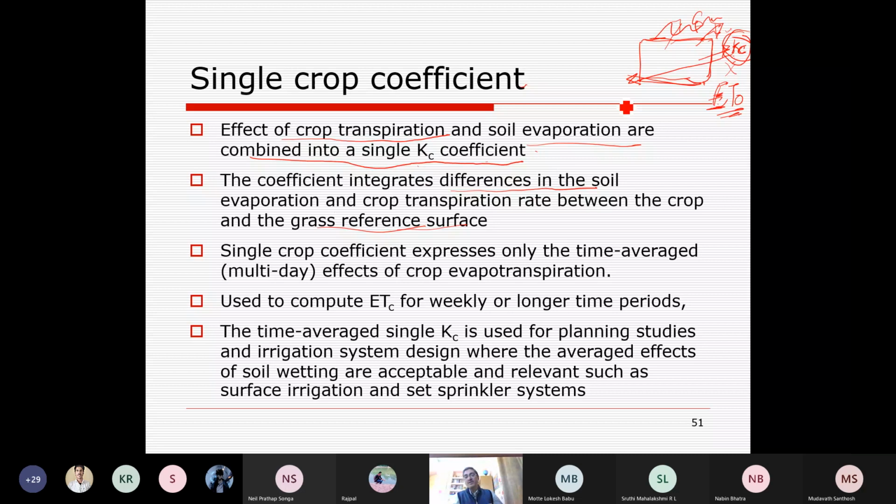So the single crop coefficient expresses only the time averaged, maybe multi-day effect of crop evapotranspiration, used to compute ETc, that is actual crop evapotranspiration, for weekly or longer time periods. The time averaged single Kc is used for planning studies or crop studies and irrigation system design, where the average effect of soil wetting is acceptable and relevant, such as surface irrigation and sprinkler system irrigation conditions. Now it is the dual crop coefficient that is important for us.